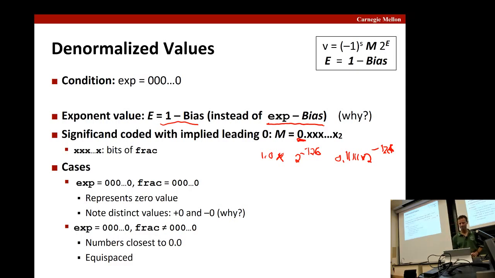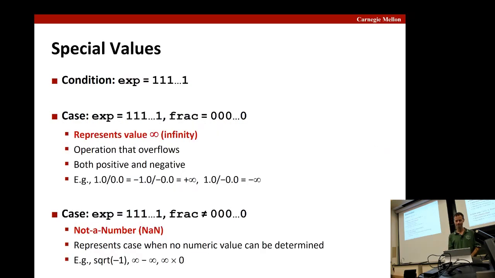Good. Special cases, as was mentioned, you have the all 0 case. Because this doesn't account for the sign bit, we can have a positive 0 and a negative 0 once we look at the sign bit. In all the other cases, we get numbers that are equispaced and closer to 0 than anything we could represent with normalized values. So that was the denormalized case, and we'll look at some pictures of that in a second.